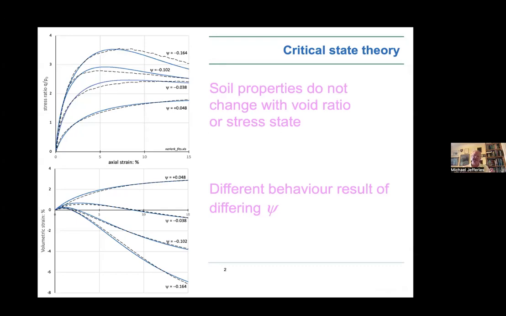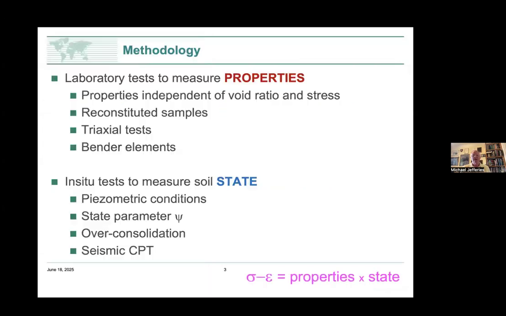If you like to think of it, the way soil behaves is the product, or the combination, of properties multiplied by state measures. So we have these two things going on. In terms of the methodology, we use laboratory tests to measure properties. Because properties are not affected by structure, void ratio, or stress level, we can reconstitute samples to determine properties in triaxial tests.